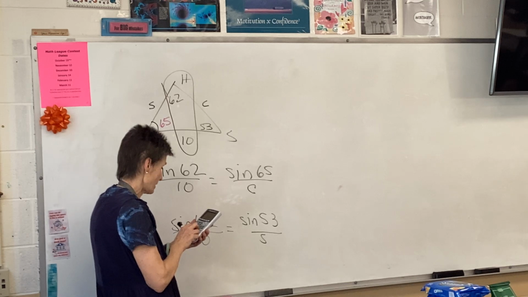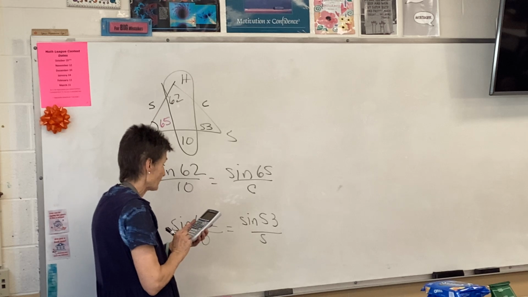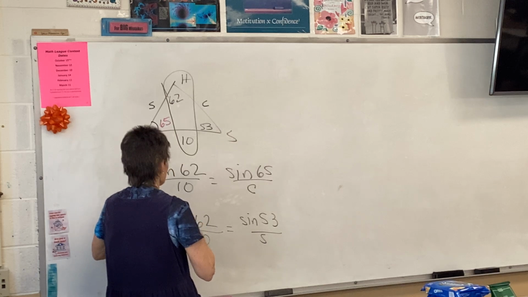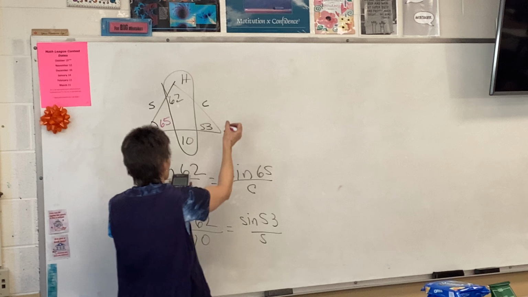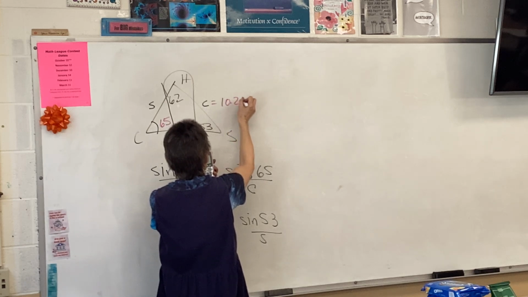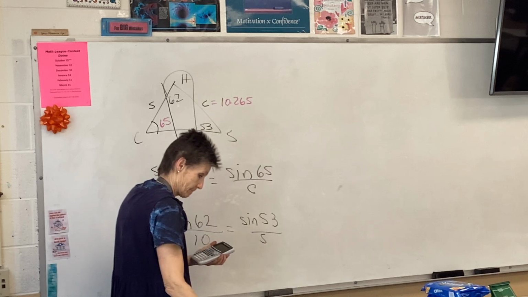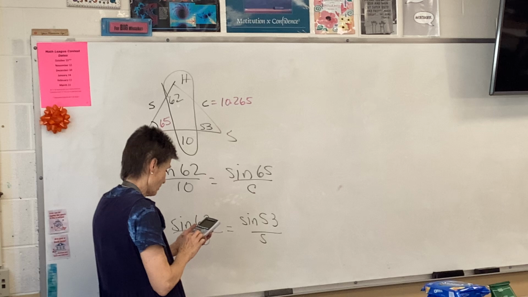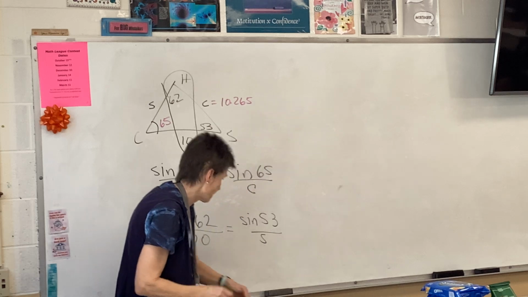So 10 sine 65 over sine 62. For C, I got 10.265. And for the other one, I got 9.045. Yep, that's what I got.